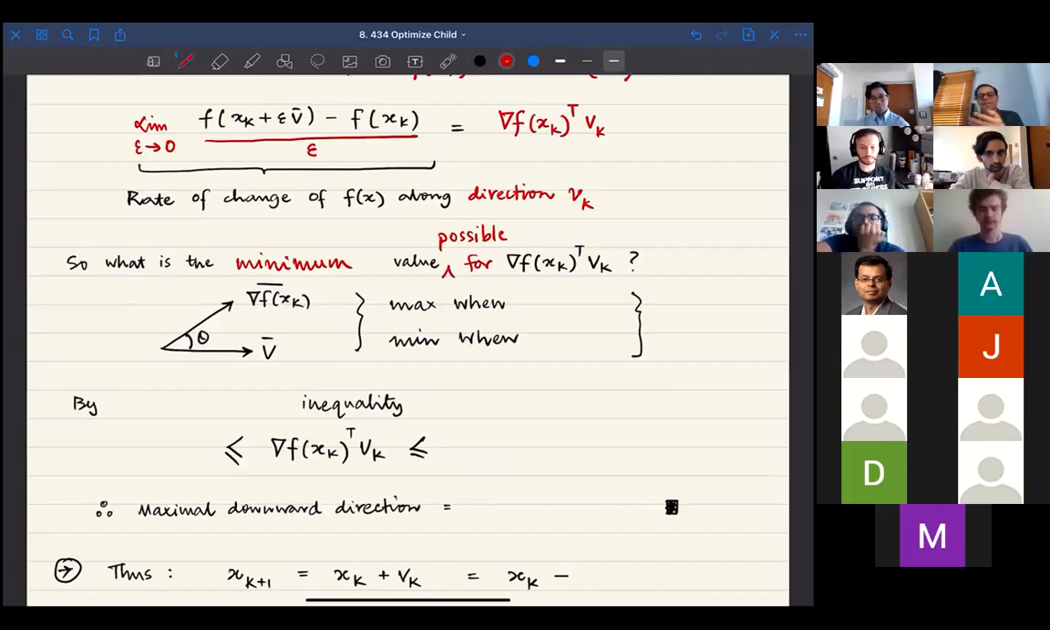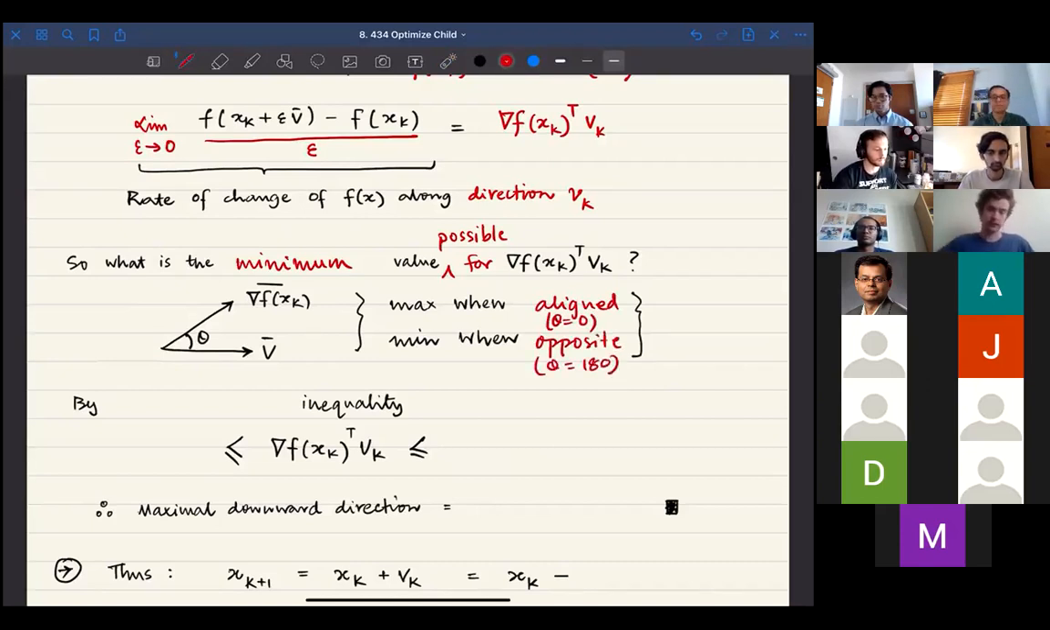Right. I mean, that's also going back to Utkarsh's question. Minimum means the negative largest value. So if you make the v point in this direction, that's the smallest one. That's the minimum value. And when you make the v point in this direction, that's the largest dot product. Right? So max when aligned, that is theta equals 0. And minimum when opposite, that is when theta equals 180. Agree?